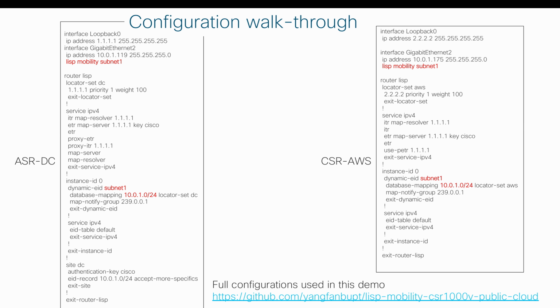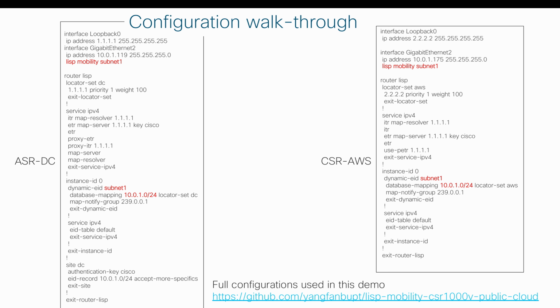So that's where you define the stretched subnet. So you define subnet 1, and define the subnet setter block. So you can see those configurations are pretty identical. Just the locator site is a difference. And then you enable the service IP, that's the same.